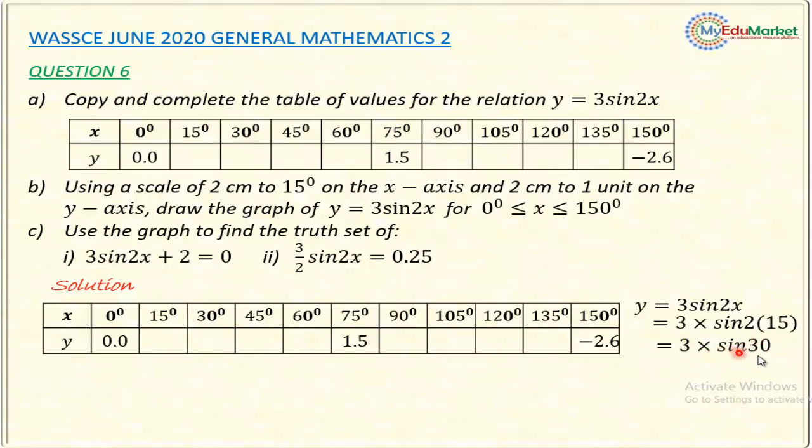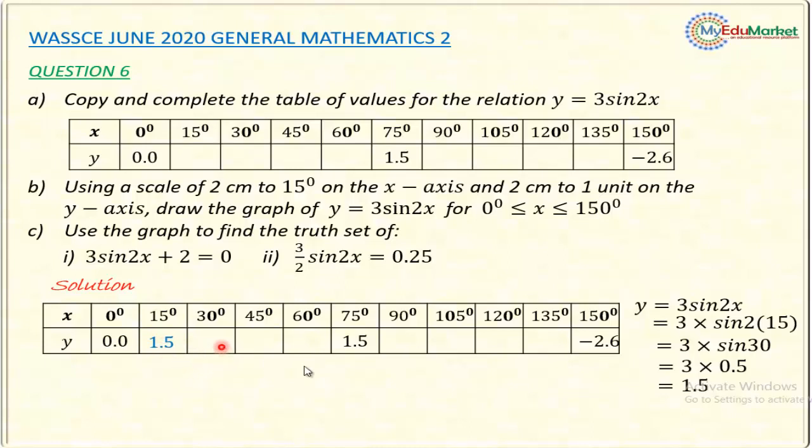I'll check sine 30 either from my calculator or from my figure table. Sine 30 is going to be 0.5. So I have 3 multiplied by 0.5. Then I'll multiply 3 by 0.5. What I have finally would be the corresponding value of y, and this is 1.5. So when x is 15 degrees, y is going to be 1.5. So I'm going to write 1.5 here. So this is my 1.5.